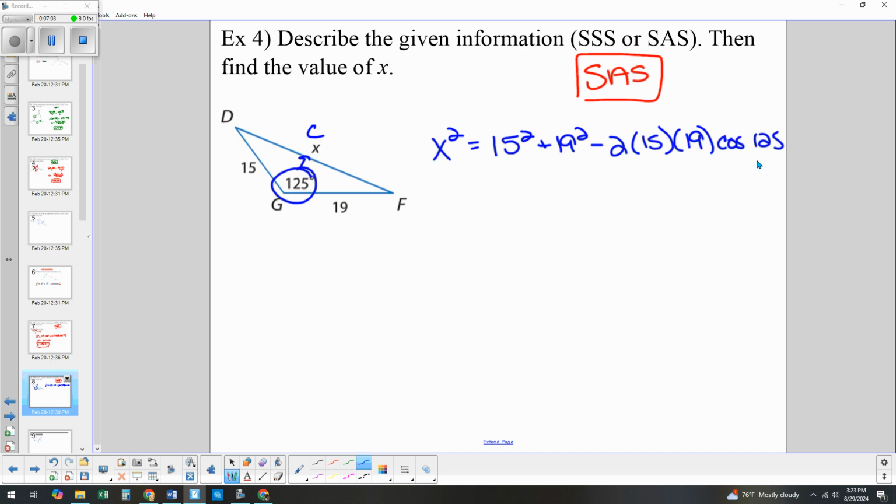15 squared plus 19 squared minus 2 times 15 times 19 times cosine of 125. So I get x squared equals 912.94. Square root the answer, and I get 30.21.